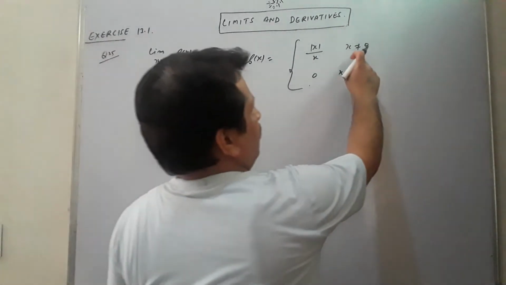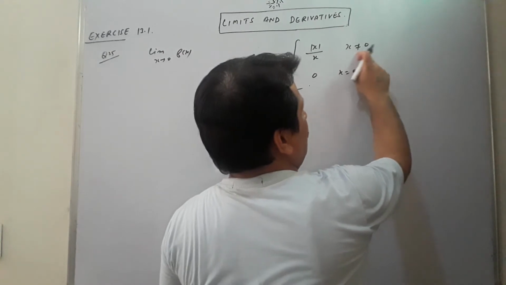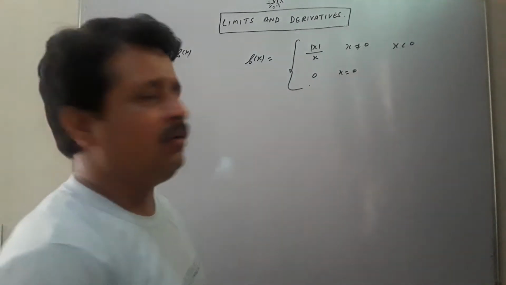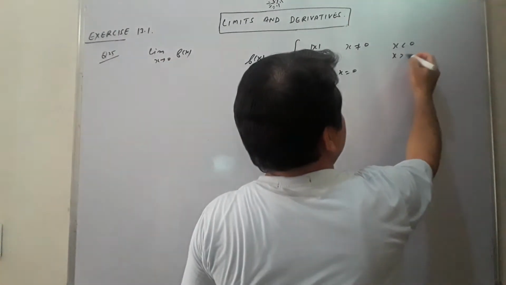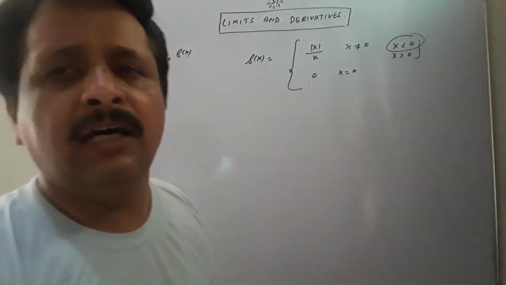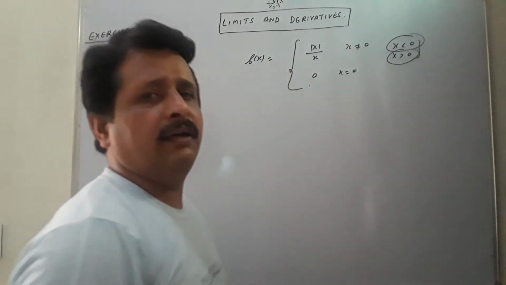Here very clearly it is indicated that x is not equal to 0. It means either x is less than 0, or x is greater than 0. For that one we will apply the left hand limit, for that one we will apply the right hand limit.